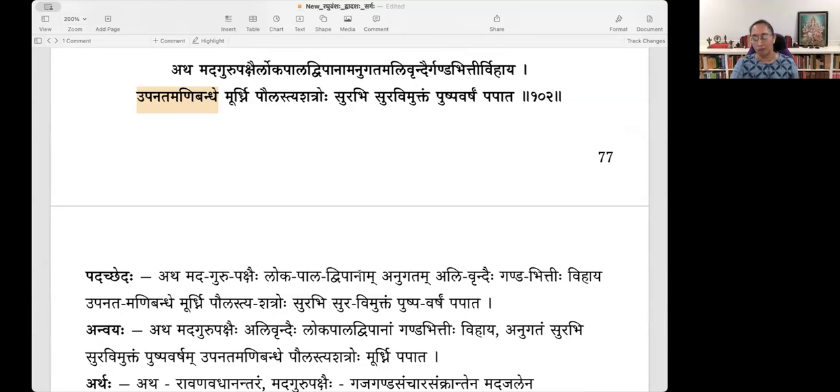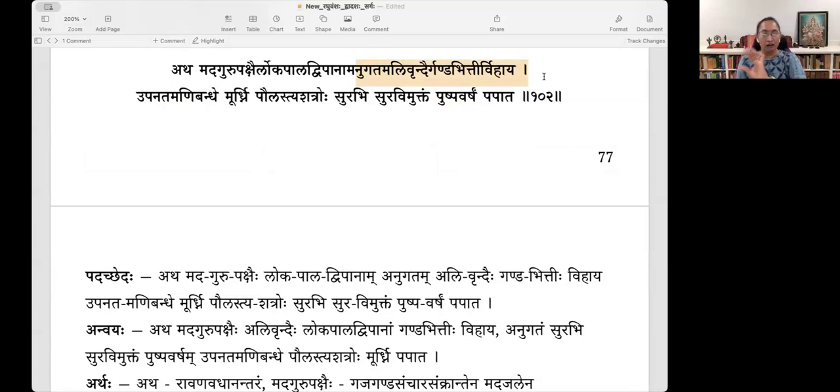Upanata manibandhe murdhni. Now, how was this pushpa vrishti? Lokapala dvipanam mada guru pakshaihi anugatam. So the anugatam is your adjective for the pushpa varsham here. Anugatam, it was followed by alivrindaihi. Anugatam alivrindaihi gandabhittir vihaya. You need to rearrange. The moment you see vihaya, which is a ktva pratyaya or a lyap pratyaya, where ktva has been transformed into lyap, you know that there should be a separate phrase which has to connect with that lyap.